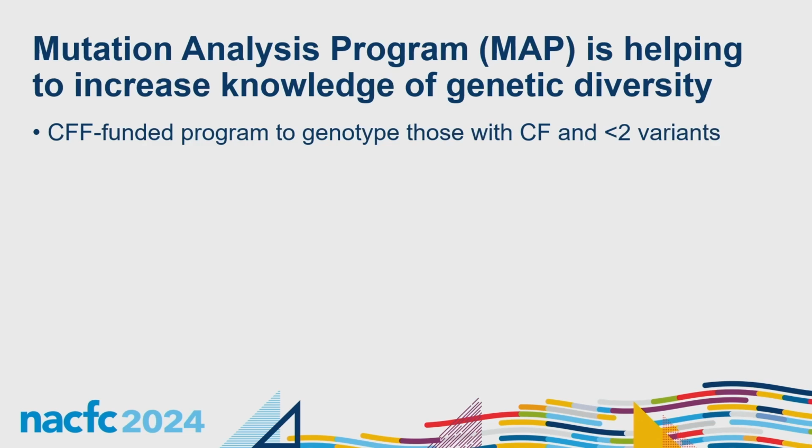So this is my last example. The mutation analysis program is helping to increase knowledge on genetic diversity. Now, MAP is a CFF-funded program to genotype people with CF who have fewer than 2 disease-causing variants identified. At this time, it is only open to US patients, but I'm going to demonstrate why I think we can still gain knowledge about global diversity.